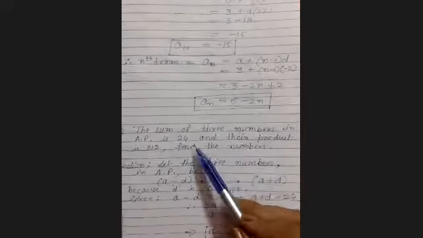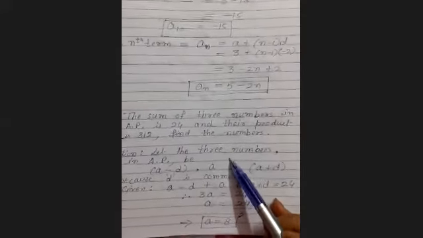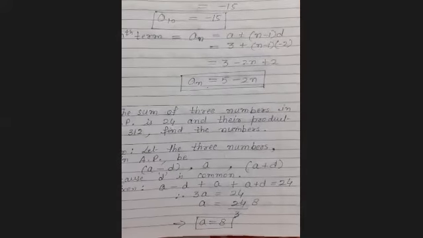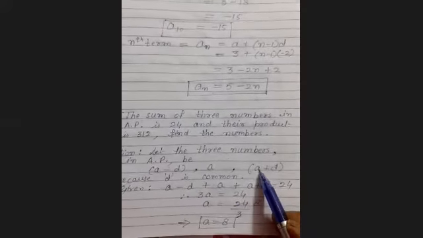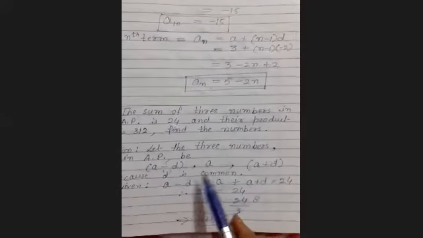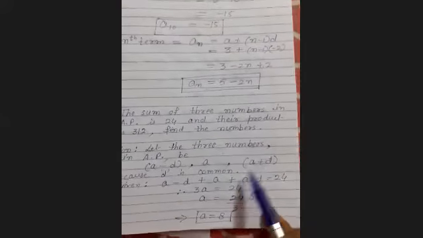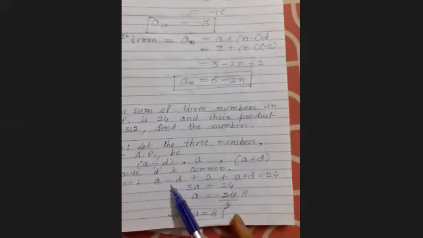Now let's read the next question, which is: the sum of three numbers in AP is 24 and their product is 312. We have to find out the numbers. As we know, if the sum of three terms is given to you, then we always take the three terms as A minus D, A and A plus D. You can see here the difference is common in all the three, that is D. And by taking the sum of them, we are getting 24 because it is already given in the question.